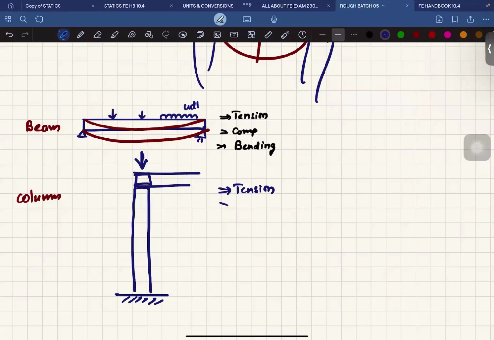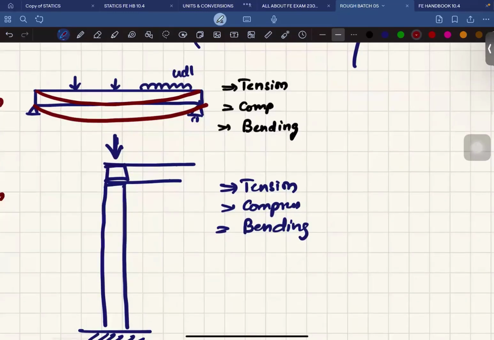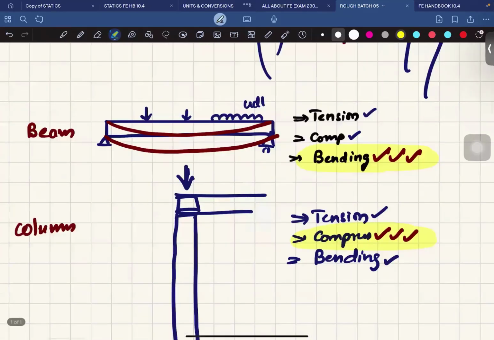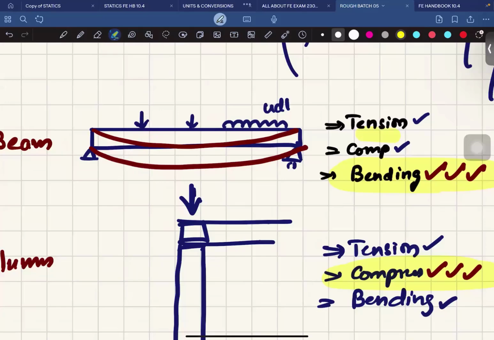Will it be under tension or compression? Compression. Yes, you guys are right. Here in the beam it is bending predominant. Here in the column compression is predominant. Always remember, buddies, there will be tension and compression here also, but they will not be predominant. There will be tension and bending in the column also, but they will not be predominant. Each member has its predominant stresses. Here bending stresses, here compression stresses.